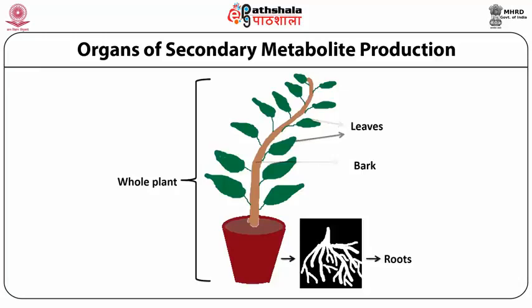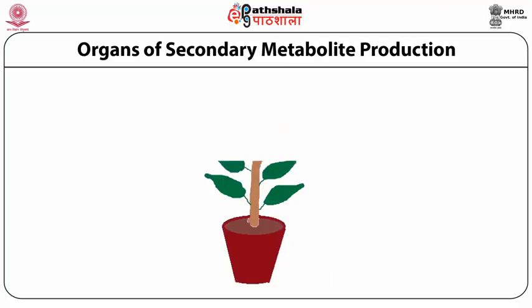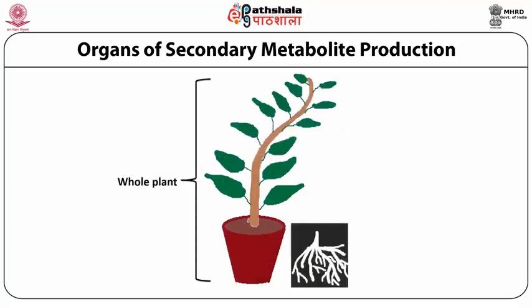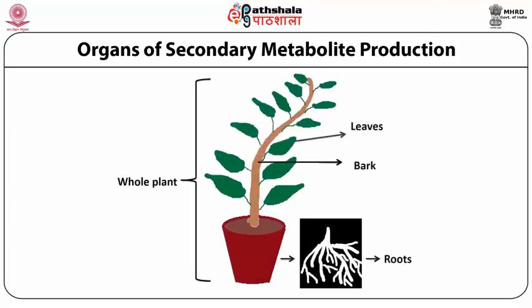Now we are going to talk about the sites of production of secondary metabolites. Secondary metabolites can be produced in the entire plant body, or it can be very localized. It can be produced either in the flowers or leaves, bark or roots.